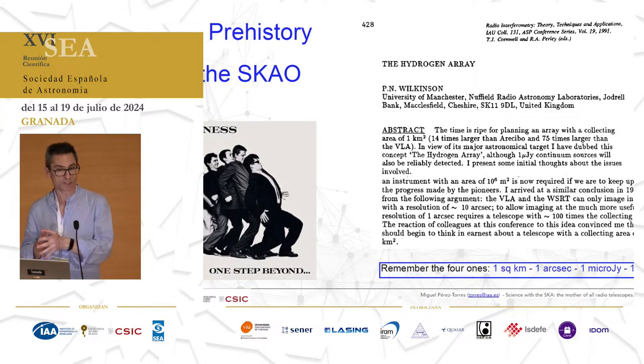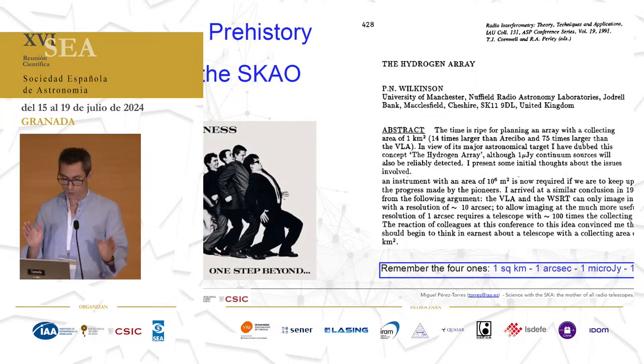But of course, with such a collecting area, it was very possible to do a lot of science. For example, he also mentioned pulsars, testing Einstein's theory of relativity and other things. So think about the SKA like the 4 ones: 1 square kilometer array of collecting area, which will have a 1 second angular resolution and a sensitivity of 1 microjansky at 1 gigahertz, or 30 centimeters, okay? Remember those values because they're going to be very useful.